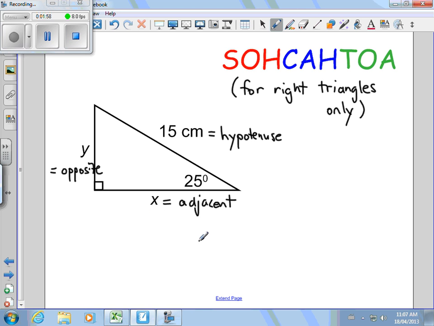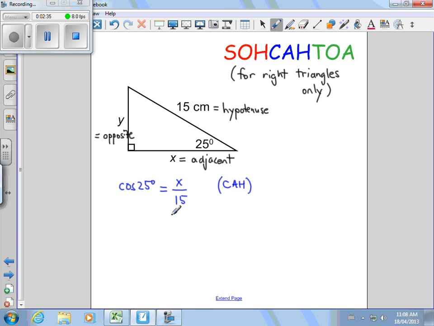So now, if I start with side x, I'm going to want to use a trig ratio that includes an adjacent side, and in this case I have 15, so hypotenuse. What's the correct trig ratio that has adjacent and hypotenuse in it? And you said cosine, and you're absolutely right. So I'm going to write the cosine of 25 degrees equals the adjacent side, which in this case is x, divided by the hypotenuse, which is 15. That's my CAH. Cosine is equal to adjacent divided by hypotenuse.